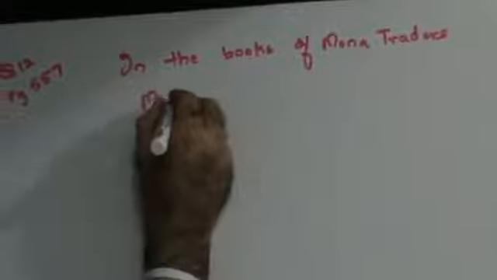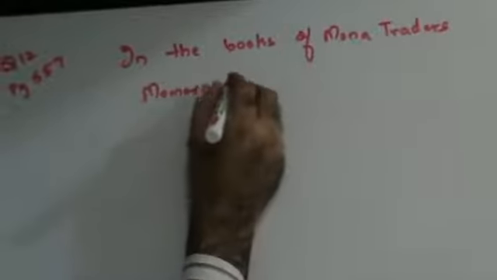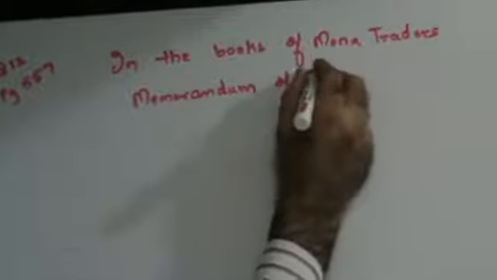Let's see the 12th sum, guys. Question number 12, page 557. They're saying that on 13th March, a fire occurred and partly destroyed the stock of Mona Traders. So in the books of Mona Traders, memorandum of trading account.